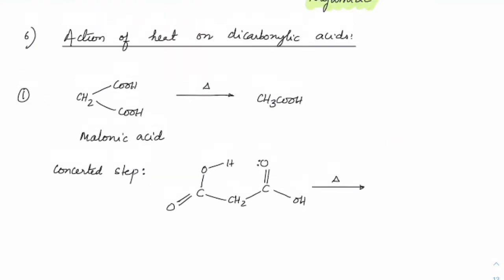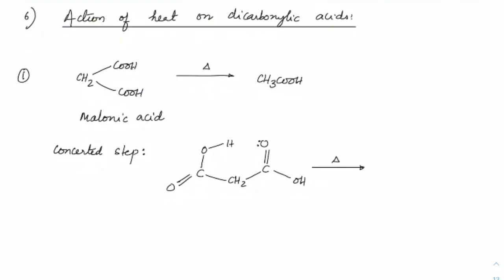Now this time the heating effect is seen on dicarboxylic acids. On dicarboxylic acid, how does the reaction happen? Let's see that. If we have alpha carboxylic acids, here it is malonic acid, on heating we will get CH3COOH, and this is a very important logic. We will be seeing a lot of questions based on this.